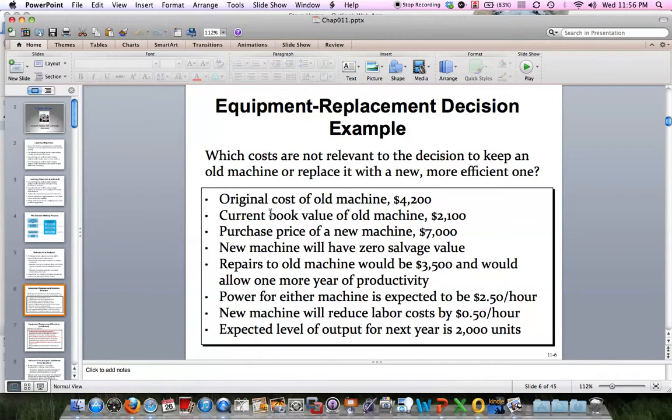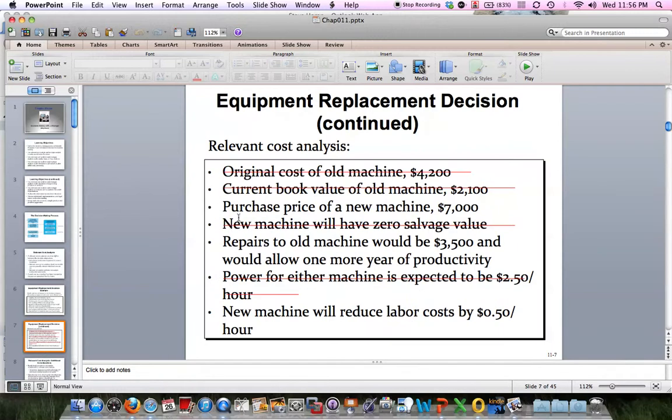Okay, what's happened in the past is typically not relevant. So the original cost, probably not relevant. The current book value, probably not relevant. The fact that the power used for each machine is the same per hour, probably not relevant. Okay, so let's look at the next screen, and you can see what the relevant costs are versus the irrelevant costs.